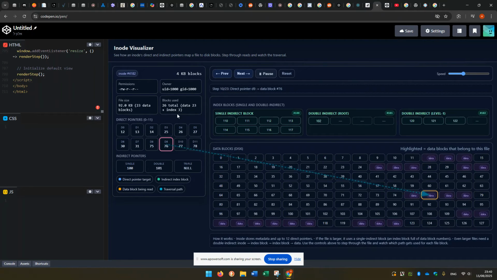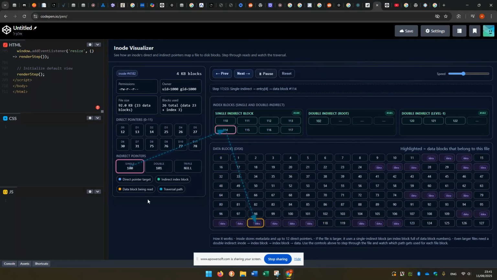Now, after 12, I need 11 more, right? So from the single indirect, you can see that I can get 8 more. So 12 plus 8 is 20. I still need 3 more. And I can get from the double indirect the 3 more that I need. So you can see that if I finish the direct pointers, because I don't have more than 12 in this type of inode, I can use the indirect pointers.